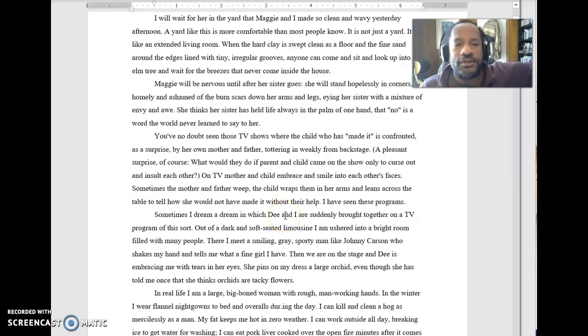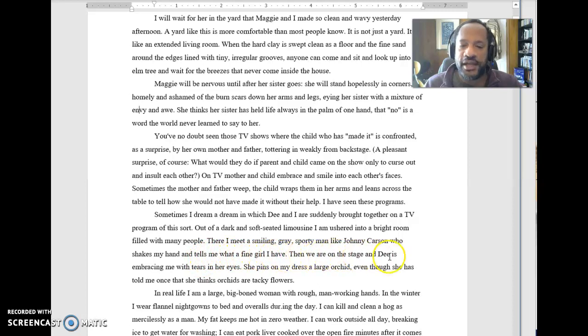Her daughter who is more successful than Maggie is, who has been away and is coming back home. And so she says, sometimes I dream a dream in which Dee and I are suddenly brought together on a TV program of this sort. Out of a dark and soft-seated limousine, I am ushered into a bright room filled with many people. There I meet a smiling, gray, sporty man like Johnny Carson. Johnny Carson did the Tonight Show before Jimmy Fallon did, way back long ago, 30, 40 years ago. Who shakes my hand and tells me what a fine girl I have.